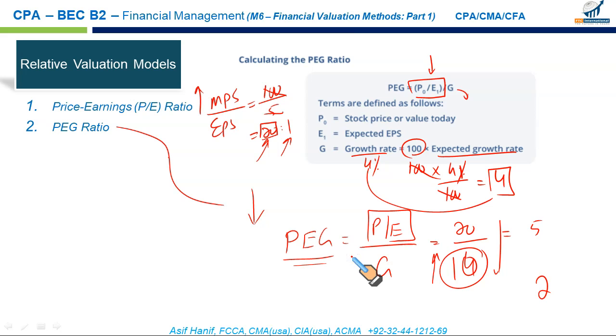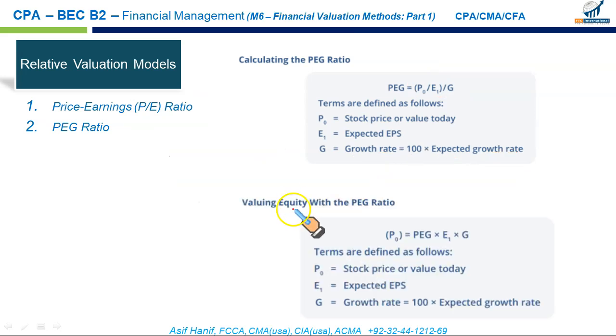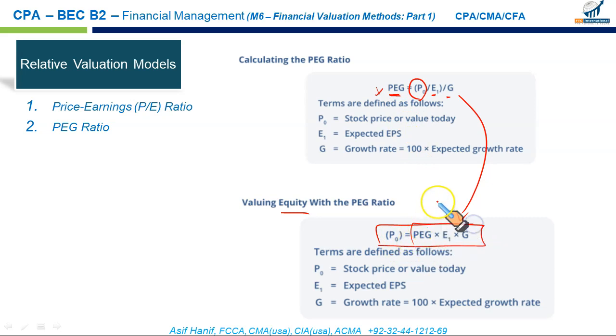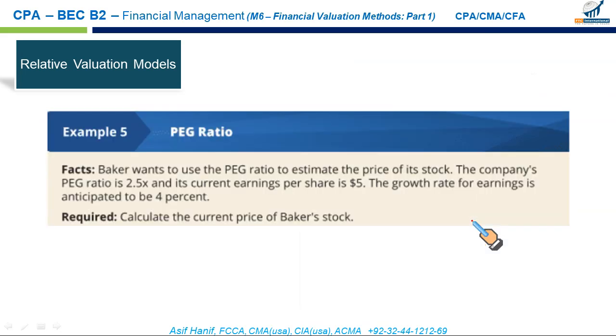So we can rearrange this formula for valuing the equity to find the share price. Just make P naught the subject of the equation, and all these variables, E1 and G, will go to this side and the formula will take a new form. It is the same, just that here the PEG was the subject of the equation and here we have made P naught the subject. So this serves as your inputs. PEG would be given to you in most of the cases. Earning per share would be given, growth rate would be given, and you just need to plug in the numbers to find your answer. So let's apply this on a real question.